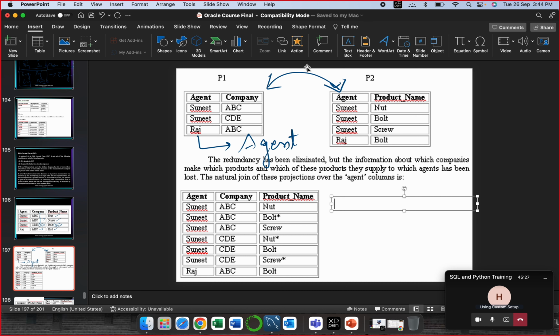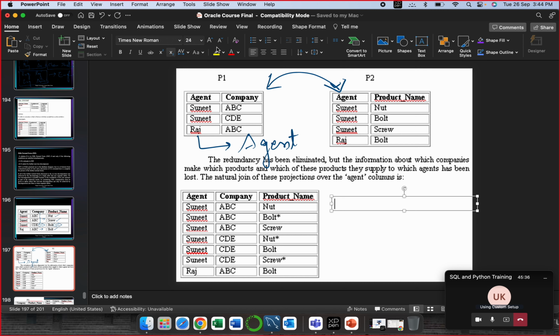Sir, what is the gold star? I'll let you know that. Just ignore the star part. I'm coming to that part. Hold on.